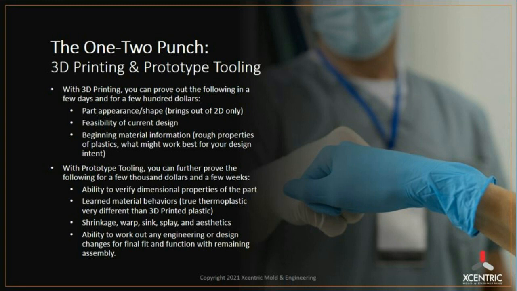And it's also going to give you the ability to work out, again, any changes for final fit and function with the remaining assembly. So this is to say you can get each of those individual parts together, make sure that they mate correctly, make sure that they're all going to play the way that you expect them to, again, before moving to production. And again, to point out, you can't do that at the 3D printing phase. It's not something where you're going to have the true thermoplastic. It's not something that's going to show you problems with undercuts or other geometries. So it's very important to have this prototype tooling phase, and certainly why I call them the 1-2 punch.